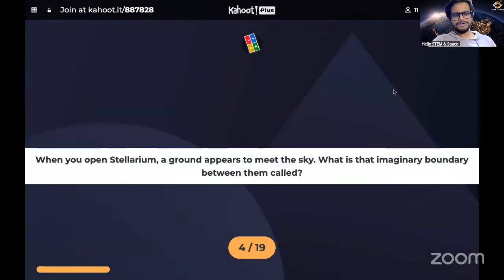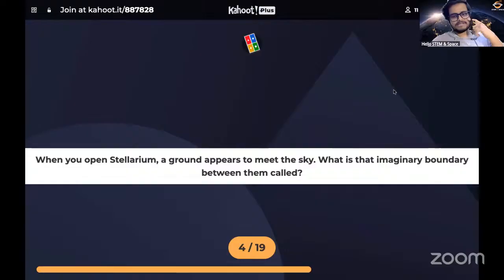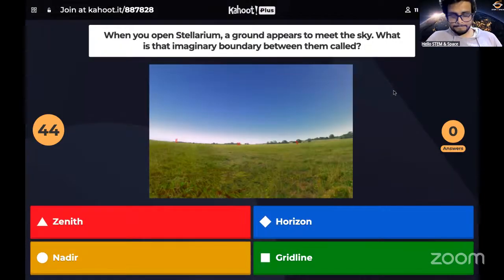When you open Stellarium, a ground appears to meet the sky. What is that imaginary boundary between them called? The imaginary boundary between the sky and the ground. What is that imaginary boundary between the sky and the ground called? Zenith, horizon, nether, or gridline?